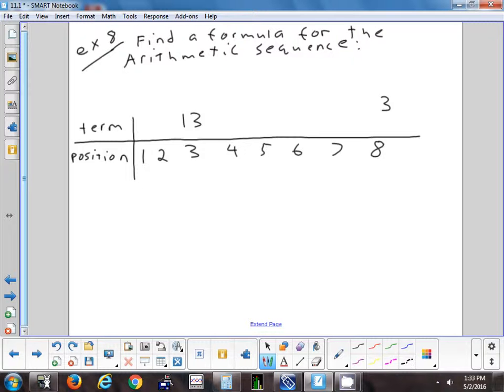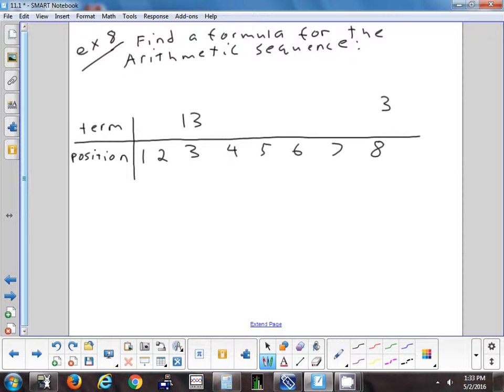Well, what does arithmetic mean? To get from one term to the next, what are you doing each time? Subtracting the same thing each time or adding the same thing each time? In this case, what's it going to be? You're subtracting the same thing each time. So how could you figure out what you should subtract each time without trial and error?